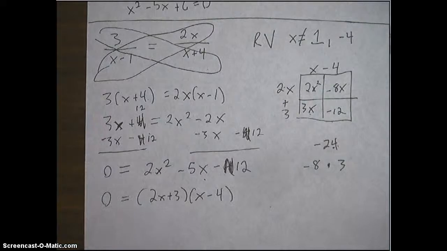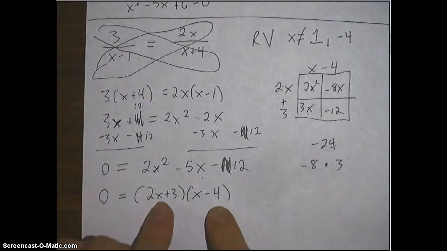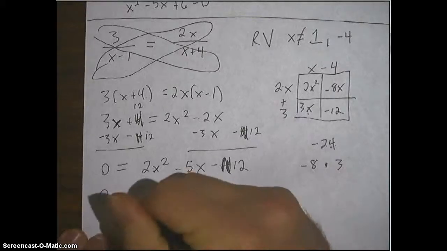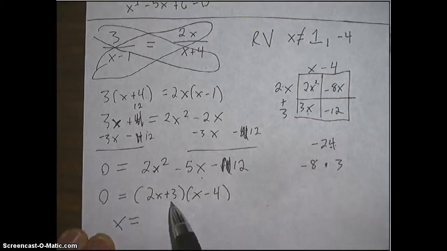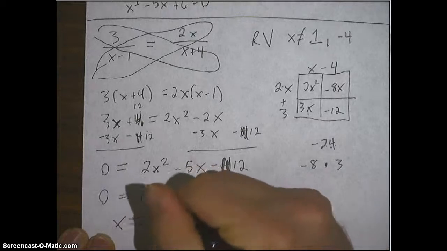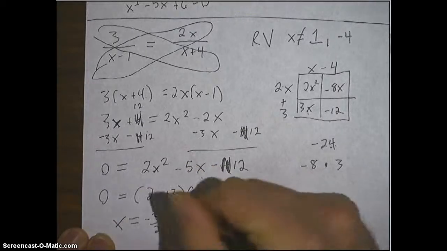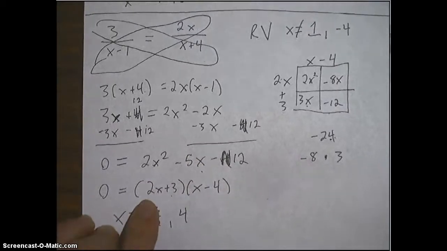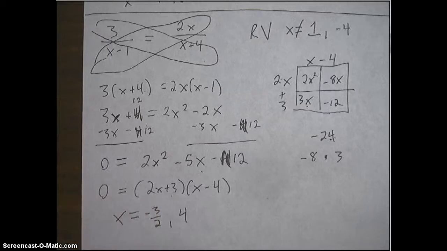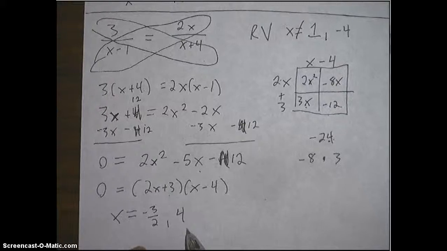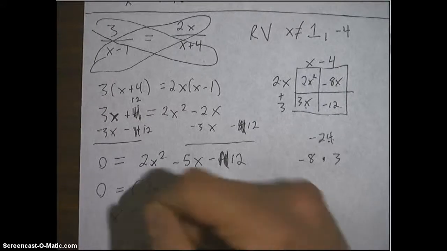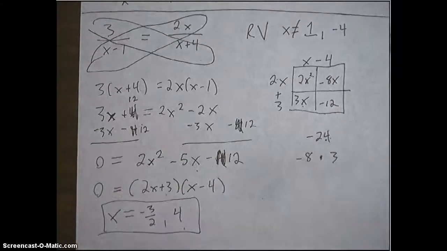Well, that gets me a little bit closer to the solution. Now I just need to set both of these equal to 0 and solve for x. So my x equals negative 3 over 2 and positive 4. I got that negative 3 over 2 by just setting 2x plus 3 equal to 0 and solving. Neither of these are restricted values, so we're in business. That is the solution. And that's how you solve cross multiplication problems.